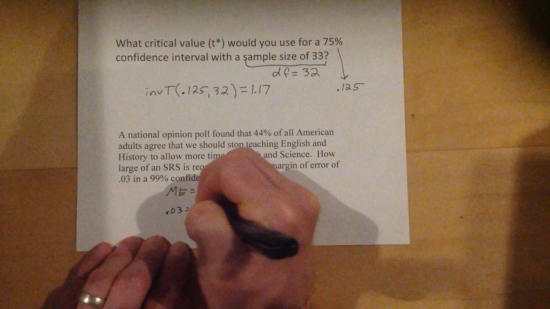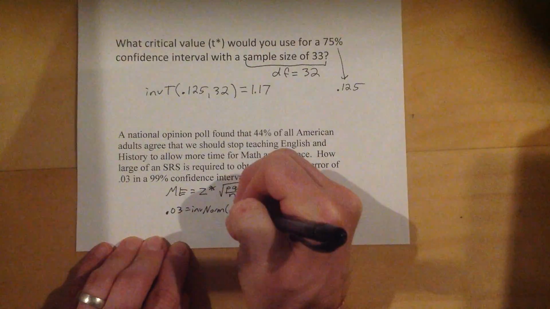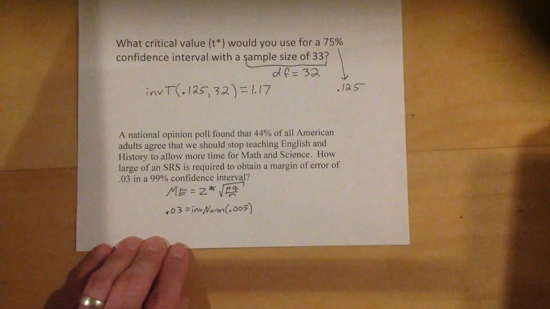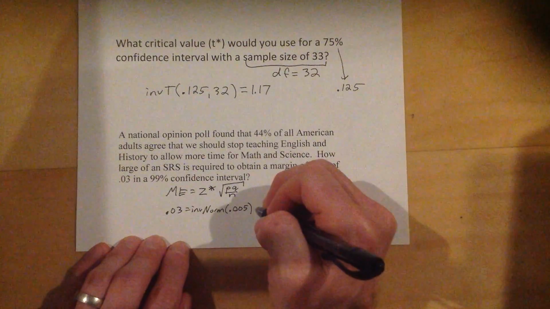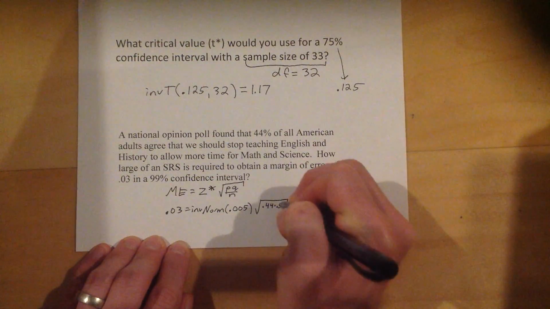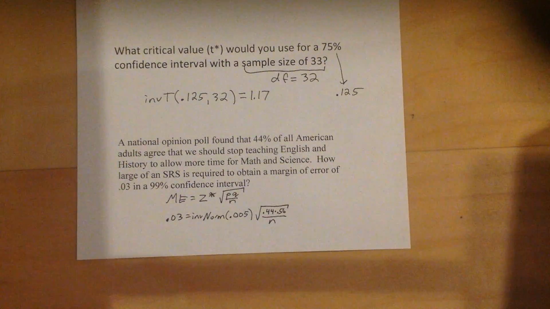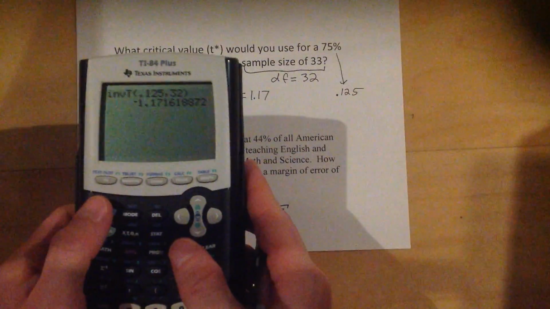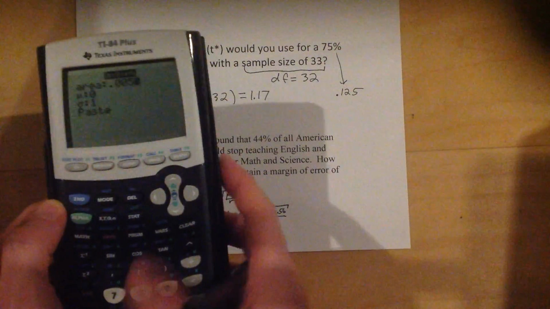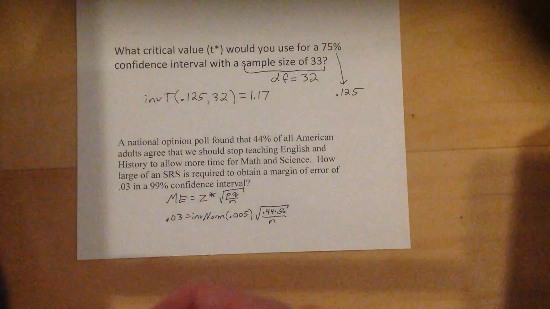Z star we get by doing inverse norm. And again, if they want 99% confidence, that means there's 1% left over, and that gets split between the left and the right. So we do inverse norm of 0.5%. And then up here we have our 0.44 times our 0.56, because P and Q always have to add up to 1, and we're dividing by the square root of N. All right, so the first thing you would do on a question like this is just go to your calculator, do your inverse norm of 0.005, and get the value 2.58, because again, we ignore the negative.